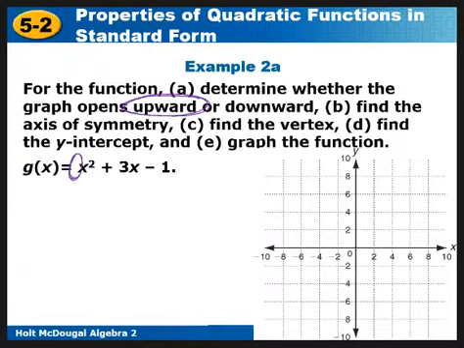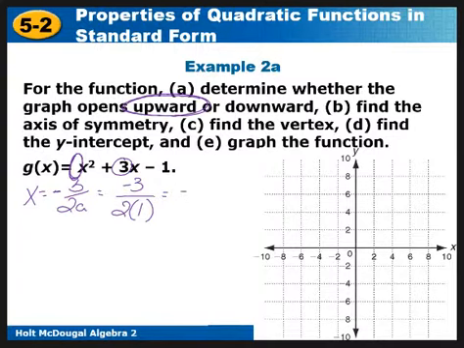Find the axis of symmetry. Again, x = -b over 2a. In this case, b is 3, so I'm going to go -3 over 2 times, there's a 1 in front there. So my axis of symmetry is going to be -3 over 2, or basically -1.5. Now, not quite as easy to work with as the last one, but we can make it work. So that's my axis of symmetry.